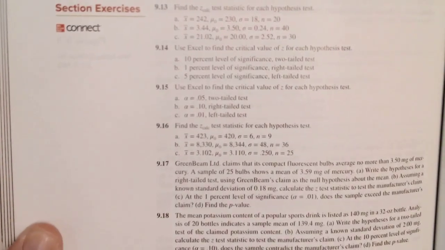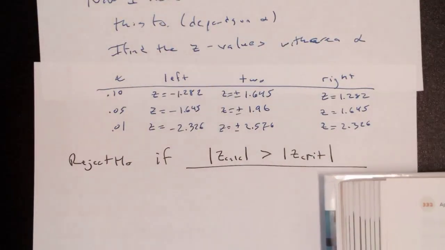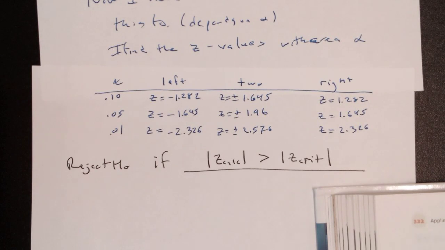Page 332, problem number 17. Green Beam Limited claims that its compact fluorescent light bulbs average no more than 3.5 milligrams of mercury per bulb. Right there. That's enough to tell me what kind of test I should be doing and what my benchmark is. Compact fluorescent bulbs average no more than 3.5 milligrams of mercury. Left, two, or right tail?